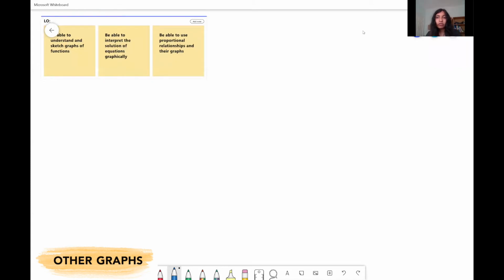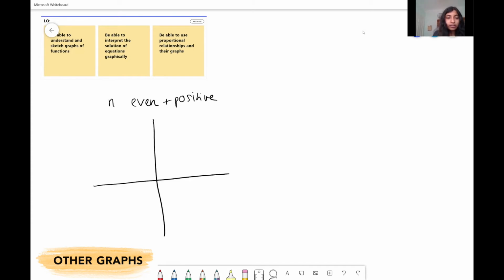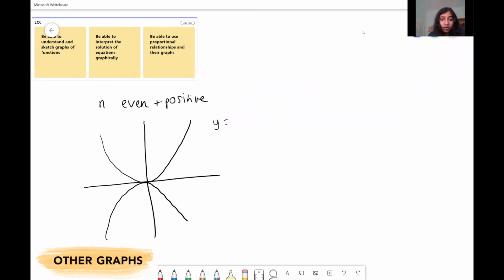So I'm going to go through some other graphs that you could have. In general, if you have a graph where n is even and positive, the graph is always going to look something like this or something like this. So that would always be the case. Whenever you have something like y equals x to the power 6 or y equals minus x to the power 6, if it's plus x to the 6, it will be this way, and if it's negative, it will be the other way.